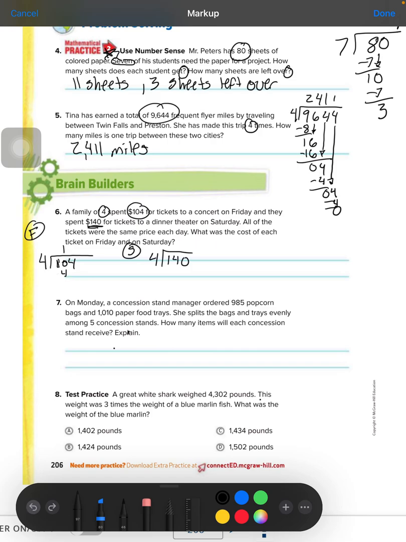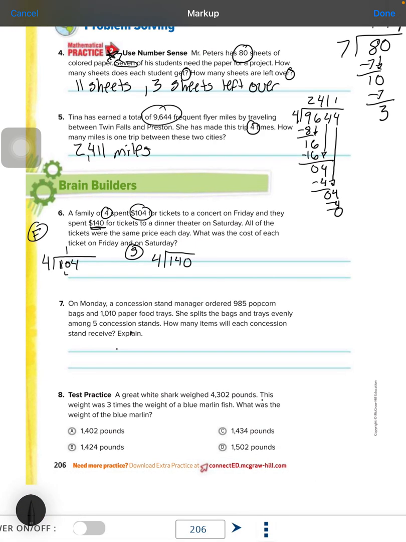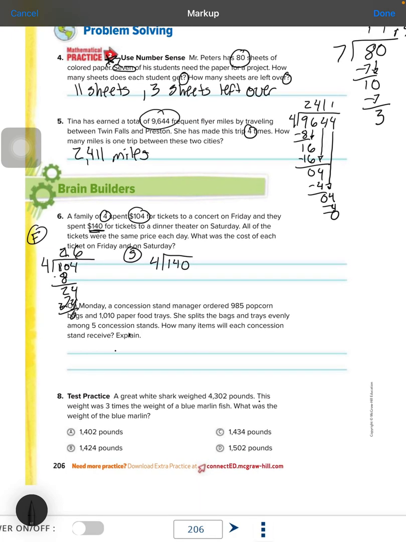2 times 4 is 8. So 10 minus 8 is 2. Bring down the 4. 4 will go into 24 6 times. 6 times 4 is 24, 0. Okay, that works out. So on Friday, they spent $26. So I'm going to put $26 on Friday.